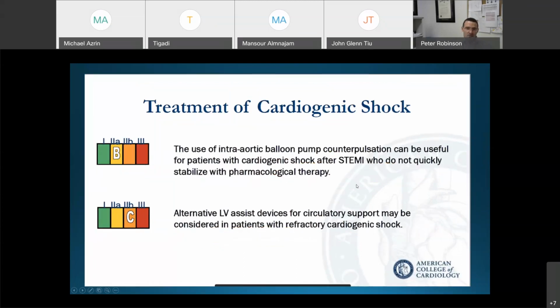2A-B for use of balloon pump for cardiogenic shock and STEMI who do not quickly stabilize with pharmacological therapy. We'll talk about shock here in a little bit, but there is great data that you're helping. We still use it. Some of us believe it's still very helpful. And then if you're going to use an Impella, no one's using TandemHeart around here, 2BC currently, and I don't think that's changed. And I don't see it changing anytime soon for these folks.